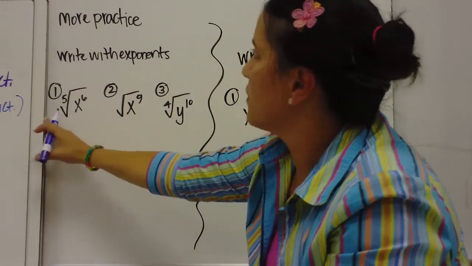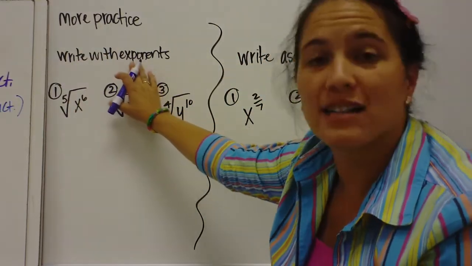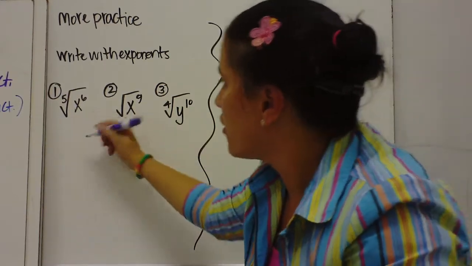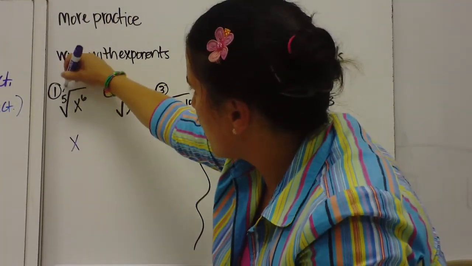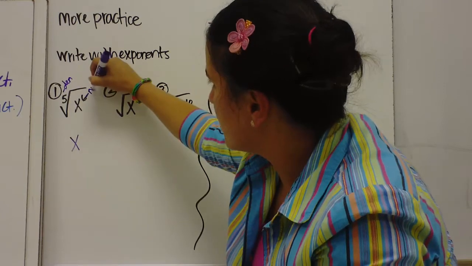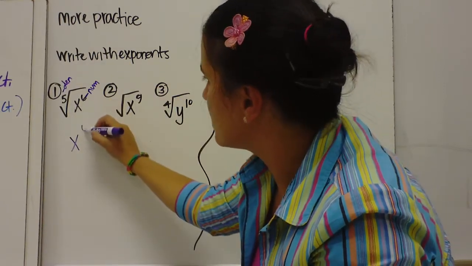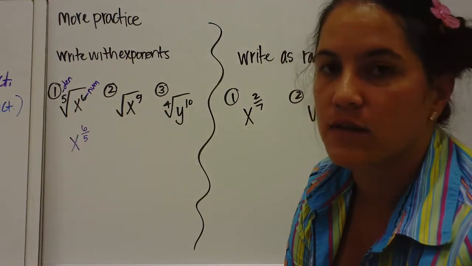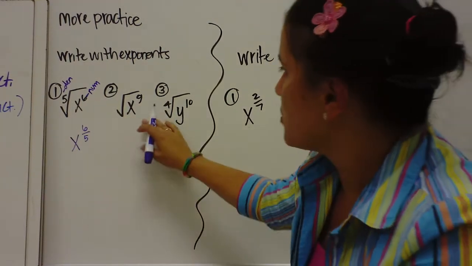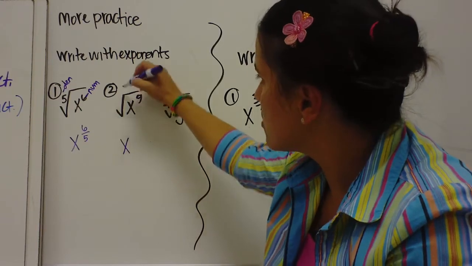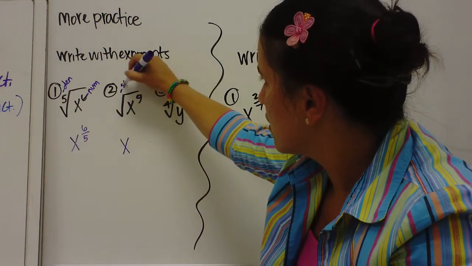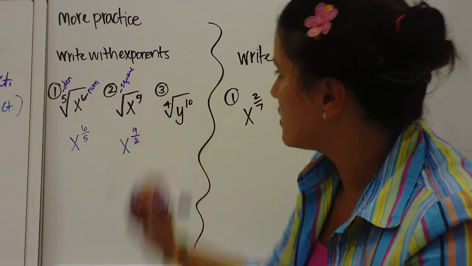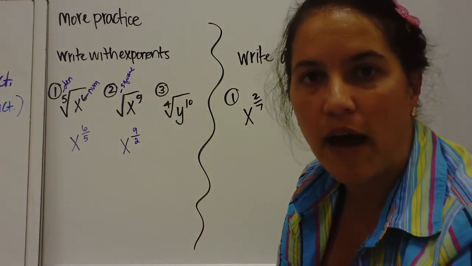All right, so let's do some more examples. Write with exponents. You see the radical, so we're going to write with exponents. Right here, x. This is our denominator, and this is our numerator. So x to the 6/5 power, 6/5 power. Number 2, x. This is a square root, so that's our denominator. And our numerator is 9. X to the 9/2 power.